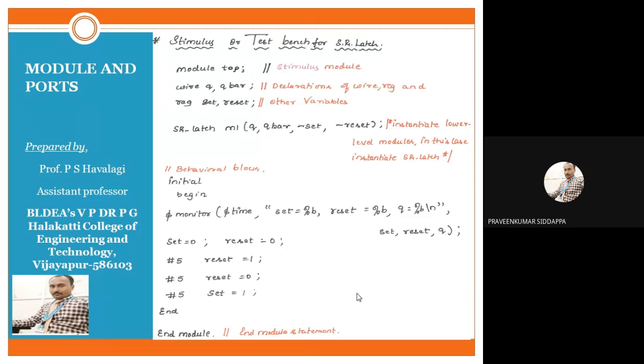Okay, so after that, the begin should be omitted. For 0 time units, set is 0, reset is 0. Next, after 5 time units, set equals 0, reset equals 1. You should write it, no problem. Next #5 set is 1, reset is 0. In this pattern you can write it, no problem. Both you can mention.